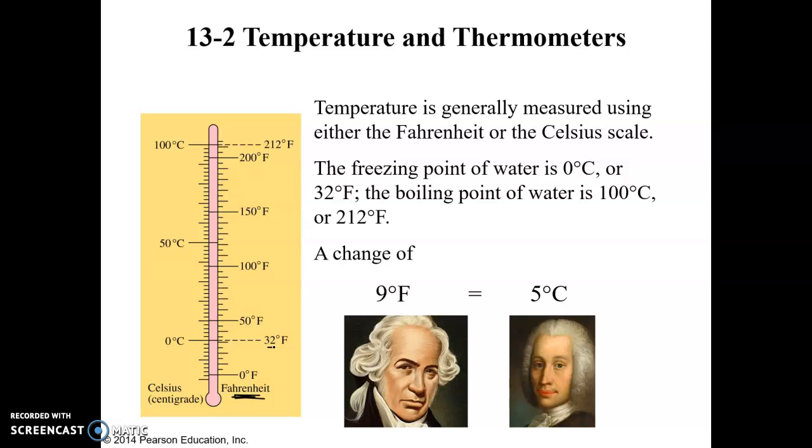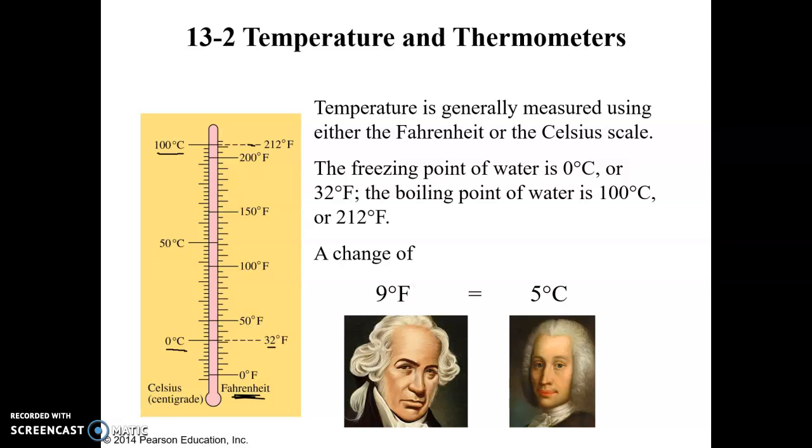Freezing is 32. Why 32? It's complicated. And then boiling is 212. Again, why 212? I don't know. That seems pretty strange as well. But the Celsius measuring system, the units of Celsius, make a lot more sense. Freezing of water is 0. That makes sense. And boiling of water is 100.